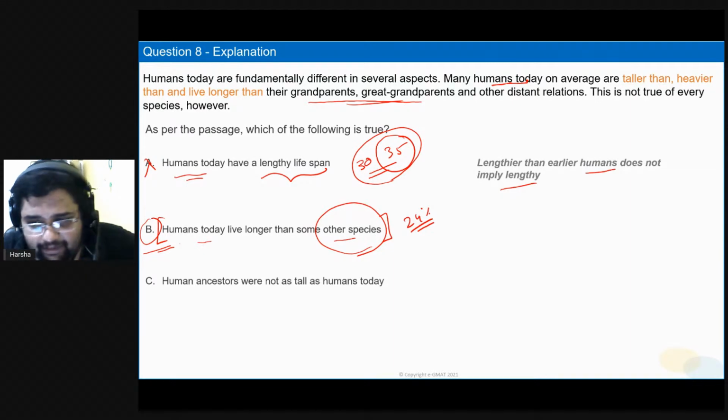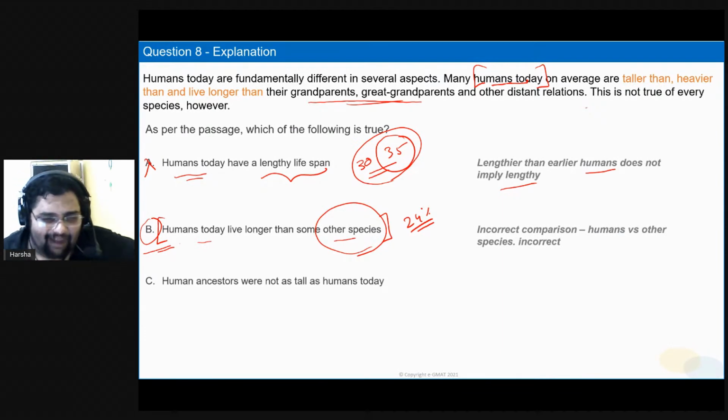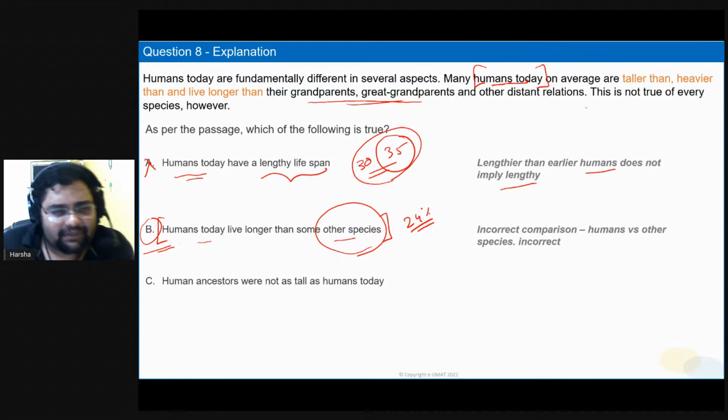The area where you faltered is very simply the fact that you did not notice properly what the comparison is. It's not between humans and other species. You have no idea about other species. How do you know? For all you know, no human lives longer than any other species. We don't talk about animals at all, right? Somebody made that point about animals. Nowhere are we talking about other animals here. We're talking about humans being compared with humans. So that's a very, very important point.